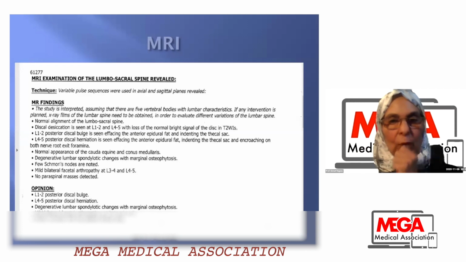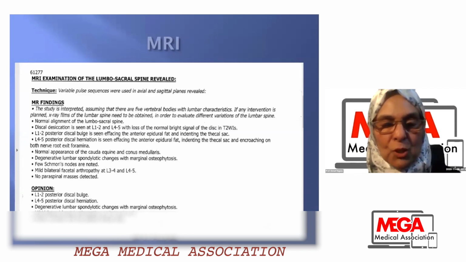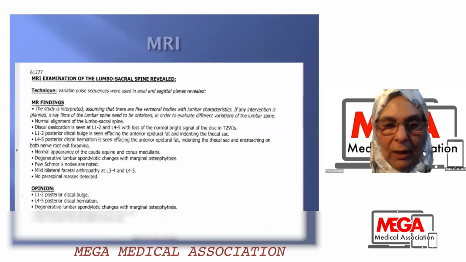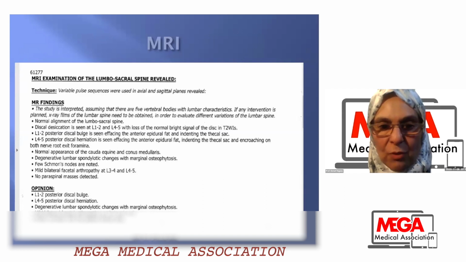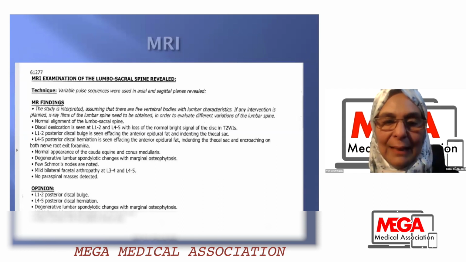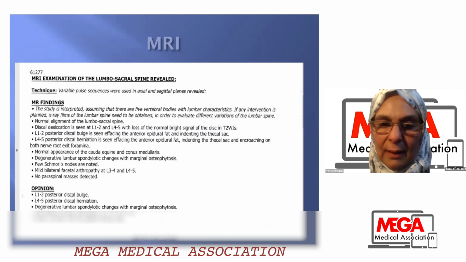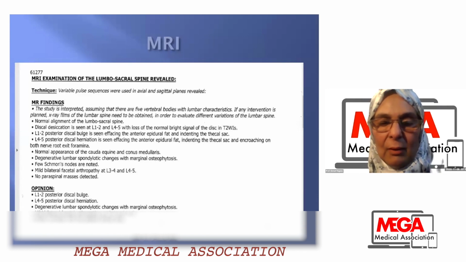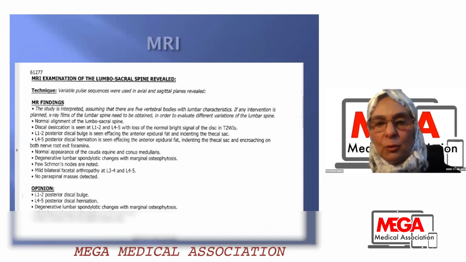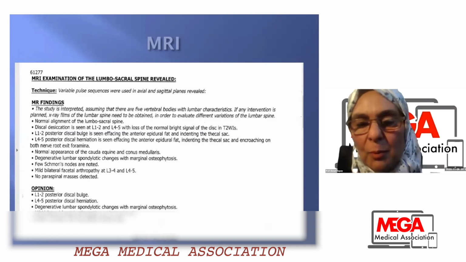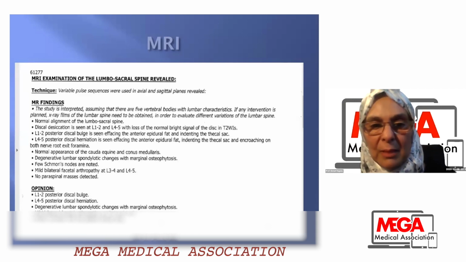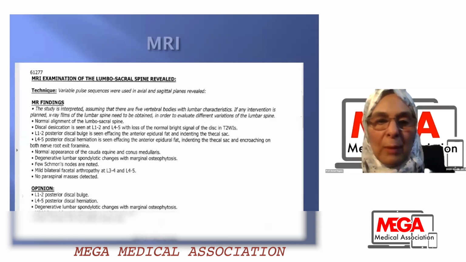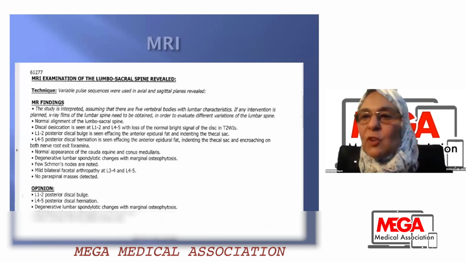As we can see here in the opinion: L1-L2 posterior discal bulge, L4-5 posterior discal herniation, degenerative lumbar spondylitic changes with marginal osteophytosis, mild bilateral facet arthropathy at L3-4 and L4-5. Unfortunately, that was the whole lumbar area. So again, Dr. Saad, please, I cannot see the chat box. Now I am stopping again. Please, my colleague, tell me your opinion: do we have any disc space where we can try spinal for this patient?